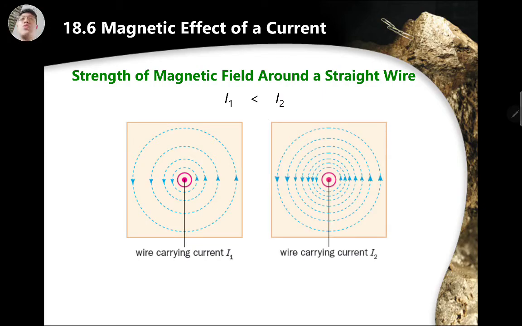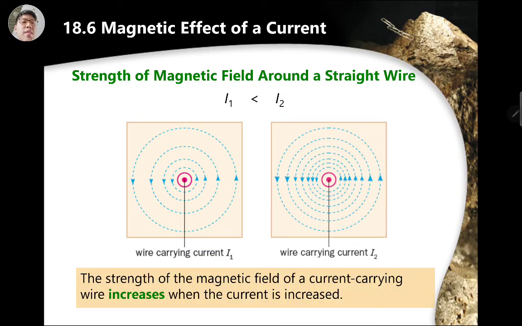And how do you show that? You show that by how many field lines there are. Again, usually we draw magnetic field lines as solid lines. So you can see that this is weaker than here, because the strength of the magnetic field of a current carrying wire increases when the current is increased. Alright, so now we're going to hop over to handout 2, question 1.